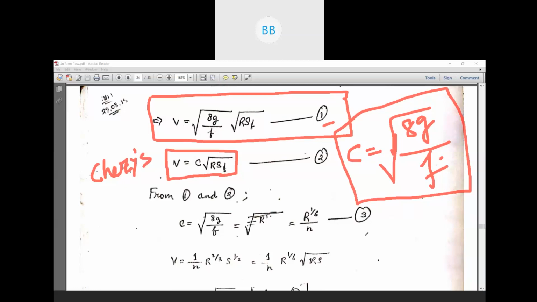And if you remember, in the previous class, we have already discussed that C is equal to R to the power 1 by 6 divided by n. There is a relationship between Chezy's constant and Manning's equation. That is already discussed. So here also you can write C is equal to root over 8g divided by f is equal to R to the power 1 by 6 divided by n.